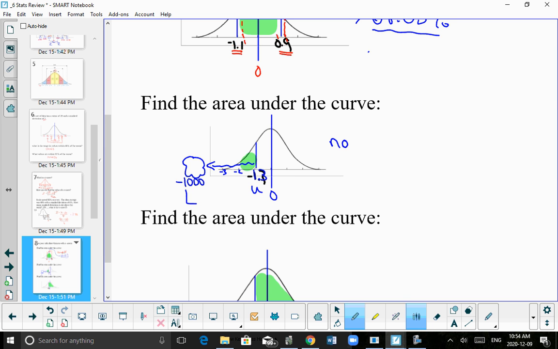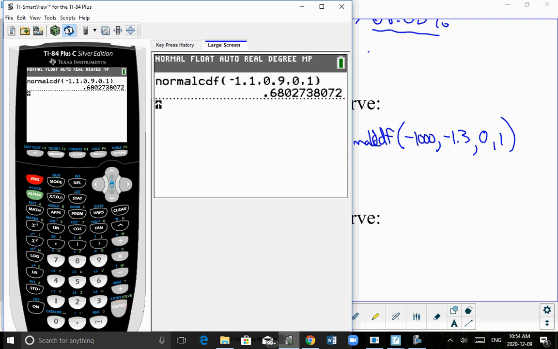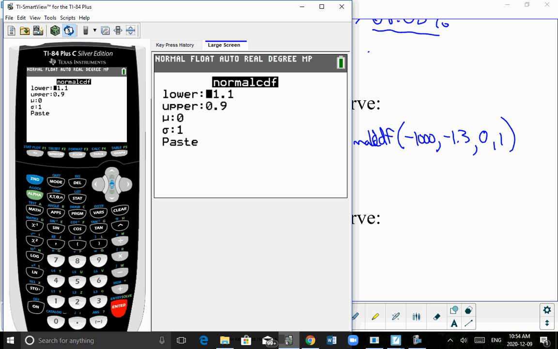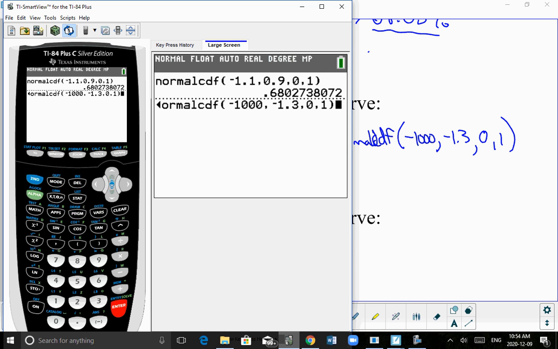So you're going to go normal CDF. So you're going to go lower, upper, and then mean and standard deviation. Okay? So again, second vars, we're going to pick number 2. So negative 1,000, negative 1.3, and then 0 and 1 is already done for us.